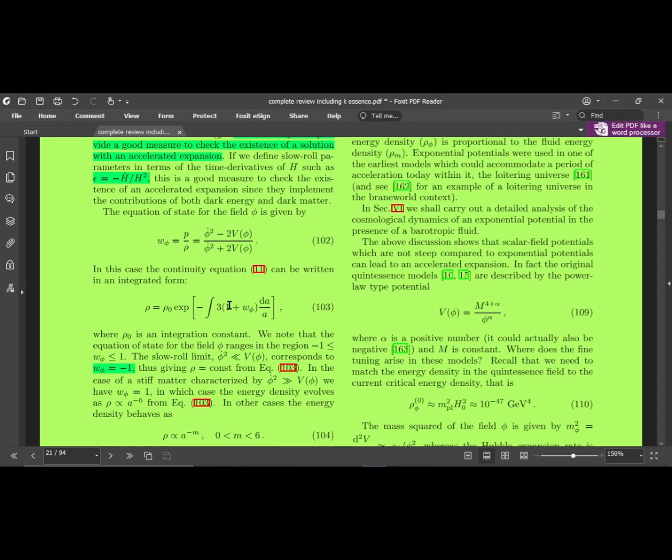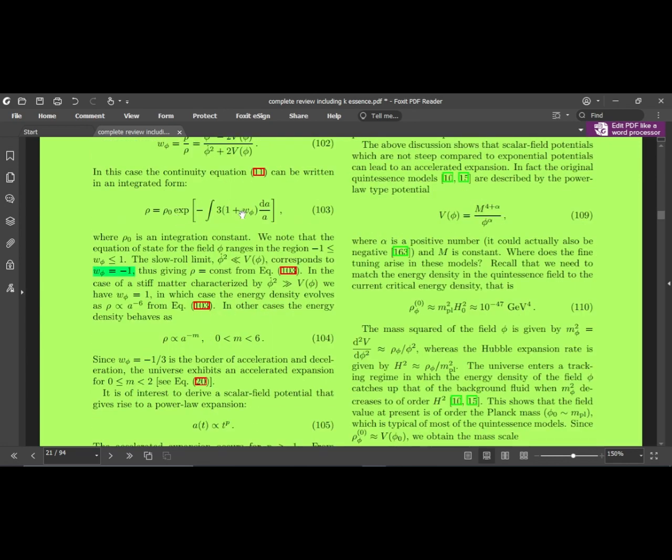Now suppose it is a stiff matter where omega phi is equal to 1. Therefore we have log of a, and exponential to the power minus log of a basically gives you 1 over a or something like that. So for different omega phi, we can have different rho, which gives this kind of relation: rho is proportional to a to the power minus m, and m can vary from 0 to 6. It will not take 0 or 6 exactly, but in between we can have different things.